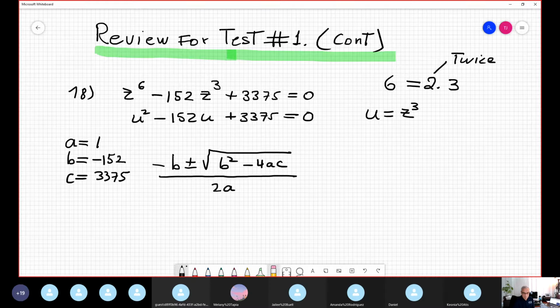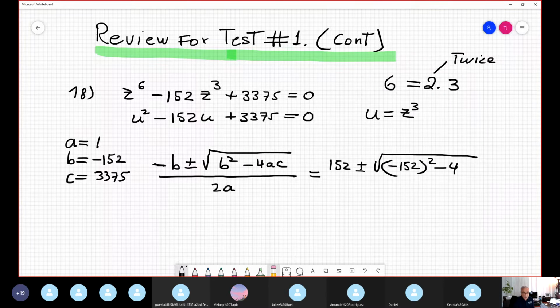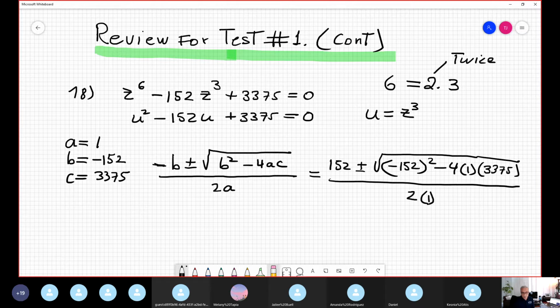Okay. So, obviously, the formula has a minus and the value has a minus. When you put them together, it's positive. Square root of negative 152 squared, minus 4 times 1, the invisible factor, times 3,375. Everything inside the radical, and everything divided by 2 times 1, which is just 2.